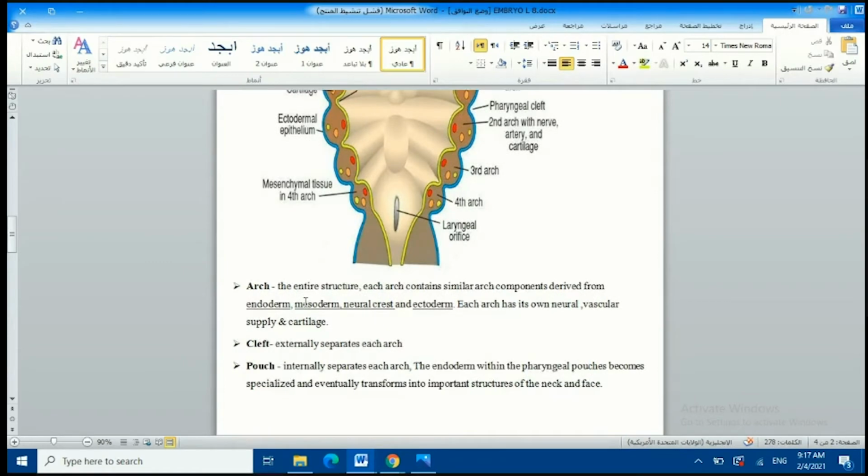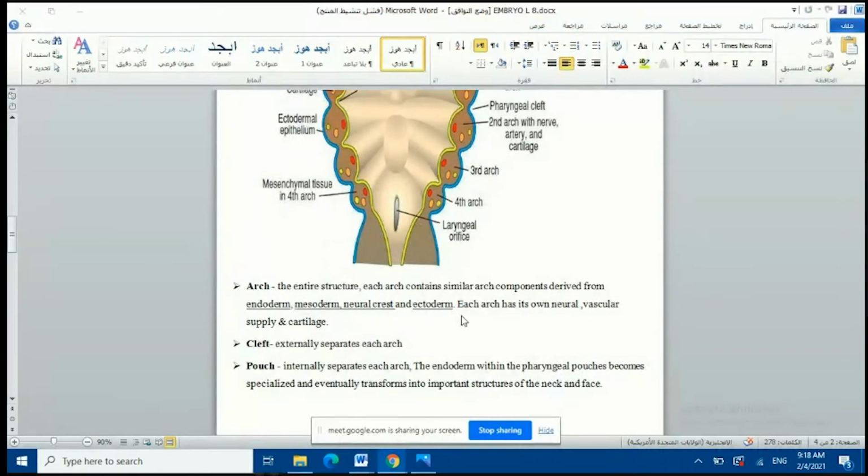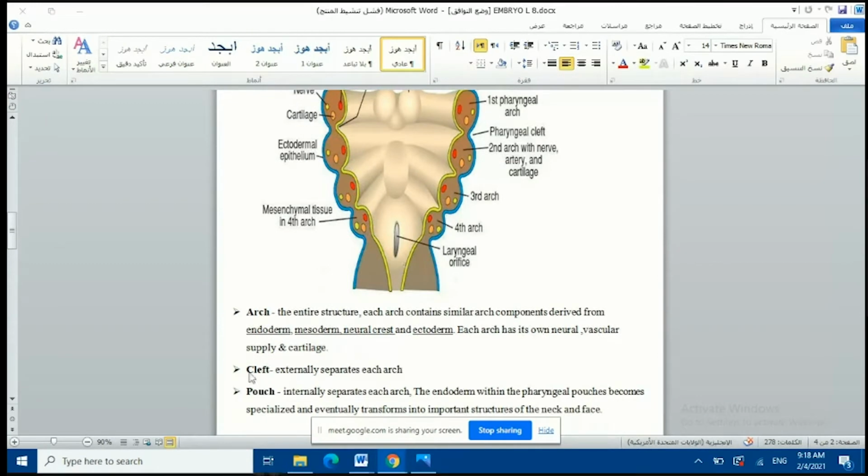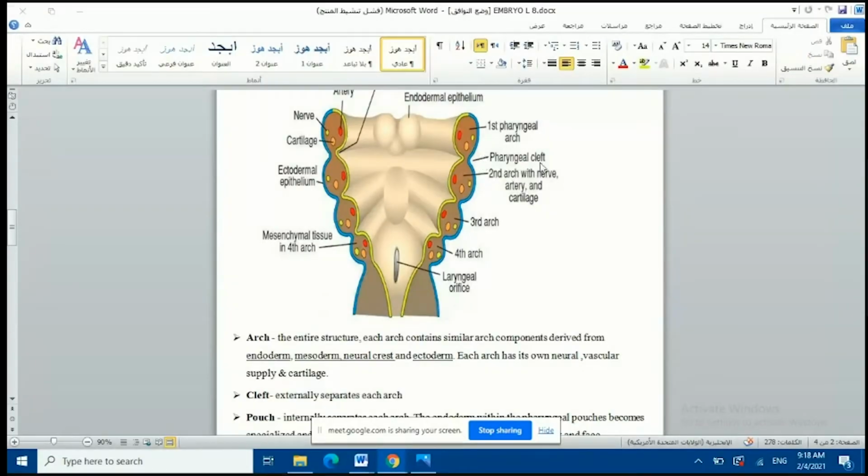Okay, we come to the other part, which is clefts. What is a cleft? We will have two terms, cleft and pouch, which are found in the structure of the pharyngeal arch as a whole. Okay, so what is a cleft? We see this is the pharyngeal cleft. Pharyngeal cleft externally separates each arch. This is the separation from outside, and we usually call this separation the pharyngeal cleft.